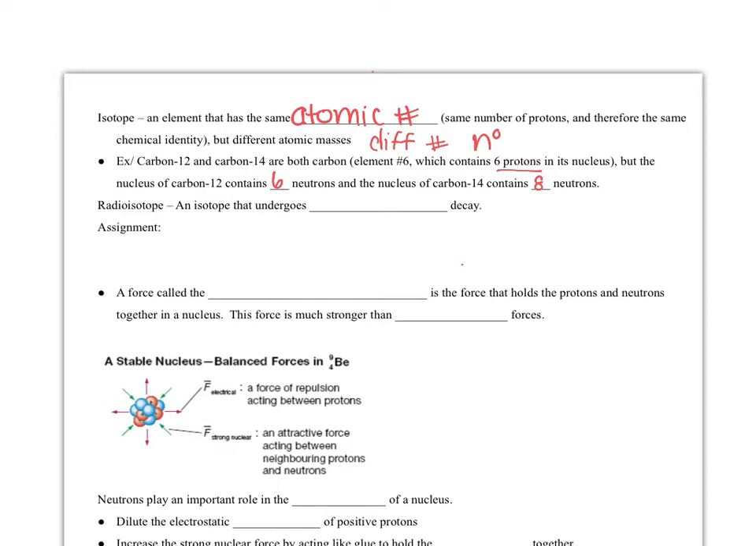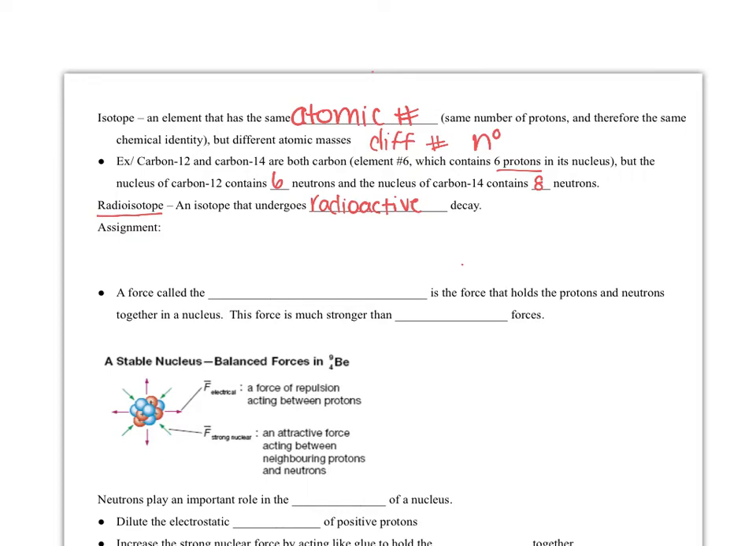A radioisotope is an isotope that undergoes radioactive decay. So not all isotopes or even elements are radioactive, and particular ones that are able to undergo alpha, beta, and gamma decay, which we're going to talk about next, would be considered a radioisotope.